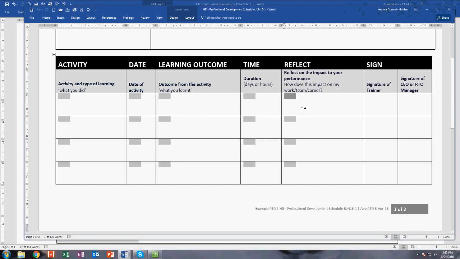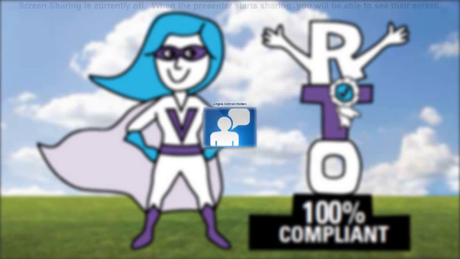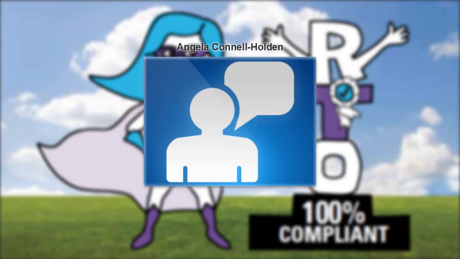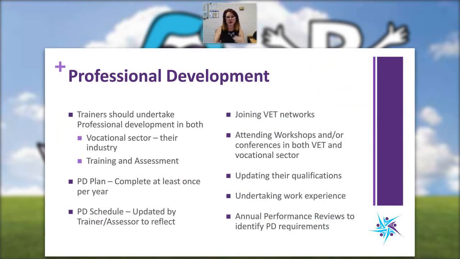This really is an important part of the professional development, that they're actually reflecting back on what did they learn and what did they implement into their training and assessment to improve the training and assessment. And that's the key part. It's well and good going off to a conference or doing a workshop. It's that reflection that is the important part. How are they going to implement that within their training and assessment? How are they going to improve their training and assessment based on what they learned from attending those PDs?